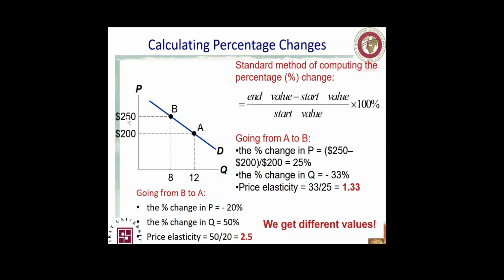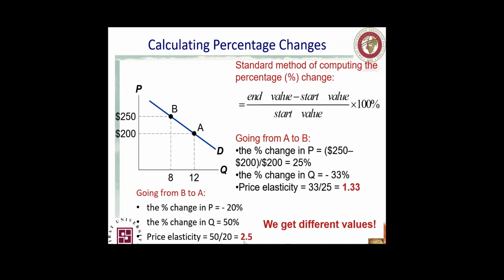Take this one, we are moving from B to A, so the initial is 250, the final is 200. 200 minus 250 is minus 50, drop the minus. So 50 over 250 multiplied by 100, that is 20%, you can drop the negative sign. So dividing 50% over 20% will be 2.5.